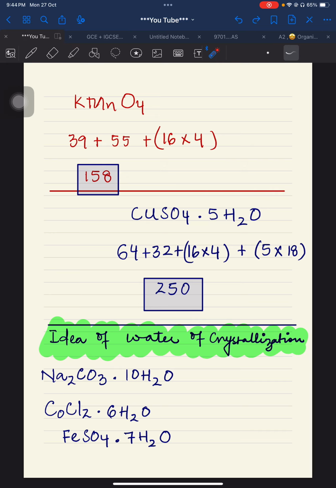These tests for water identification and so on, I have taught earlier in the previous videos. You can just Google it. Simply, you can search it on YouTube and find the answer. Okay, so here I'm just explaining for copper sulfate.